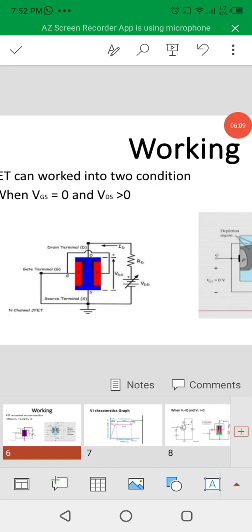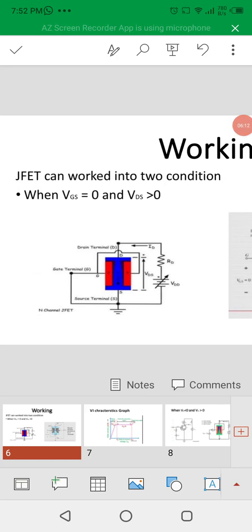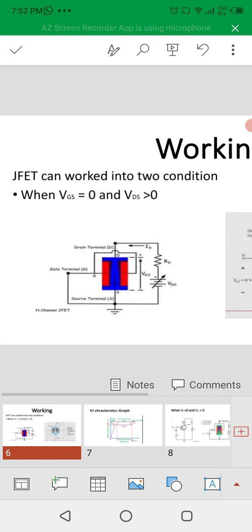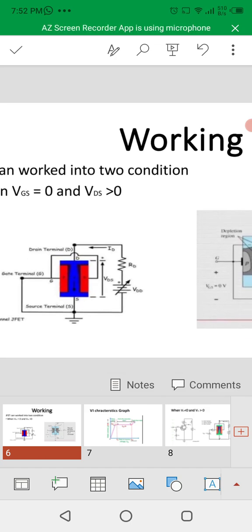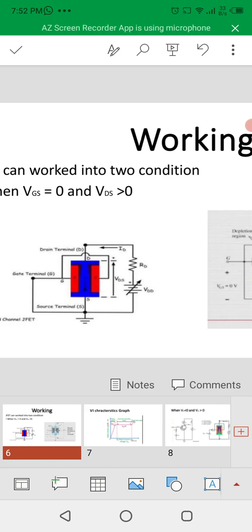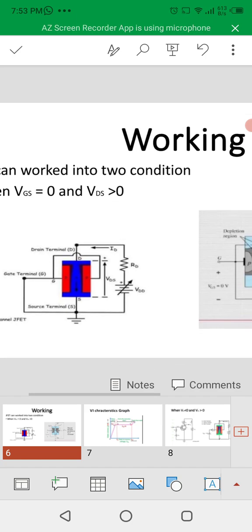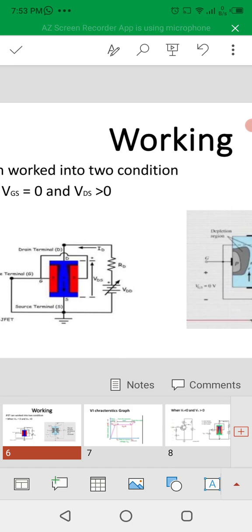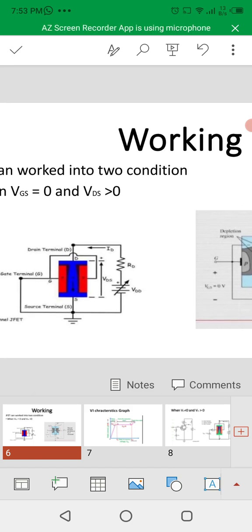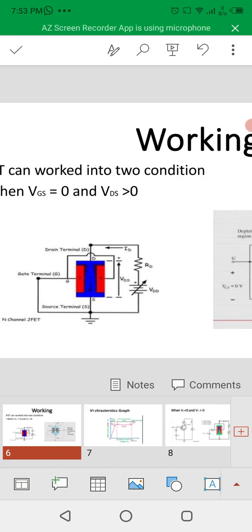Now, working of JFET. JFET works under two conditions. First, when VGS, the gate to source voltage, is 0, and VDS, the drain to source voltage, is greater than 0. Why do we take values greater than 0? The main reason is that we want only positive voltage.